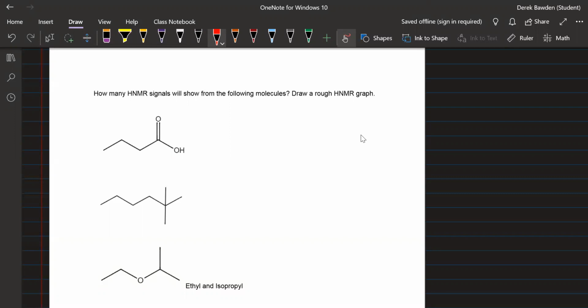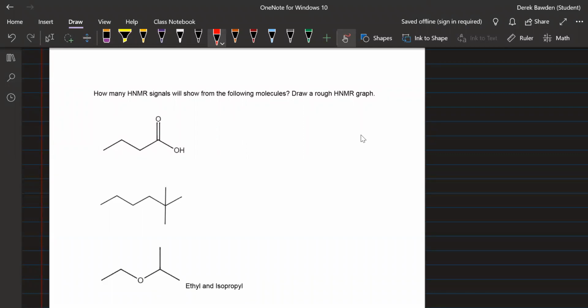And the first step is to determine if there's a stereocenter in the molecule. If there is, all of the CH2s will be different signals from each other. So that's the first thing you need to look at to determine how many signals will show up on a graph. Are there any stereocenters in this molecule? No, right? Perfect. Nice job, Tanner. So all the CH2s will just be one signal.